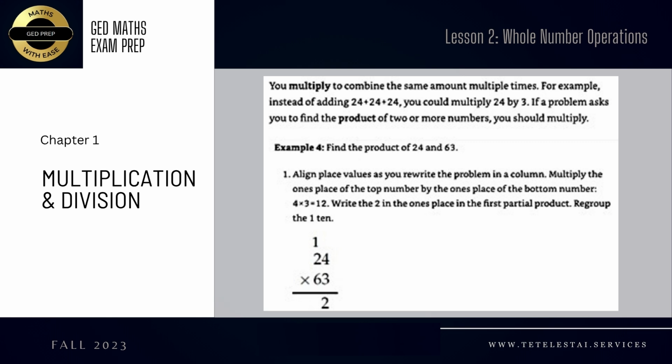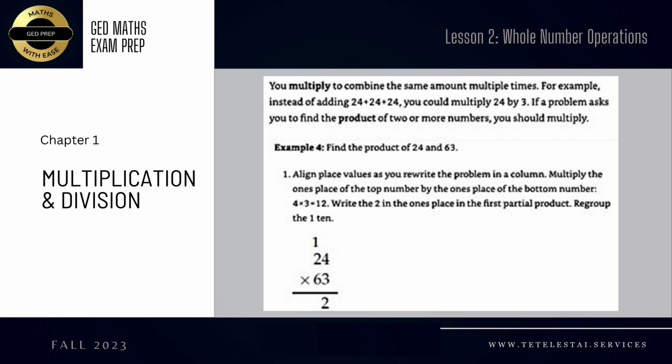So you always want to start in the ones place. Multiply the ones in the top number by the ones in the bottom number. So 4 times 3 is 12. And so since 12 is greater than 10, you want to write 2 and carry the 1 over.